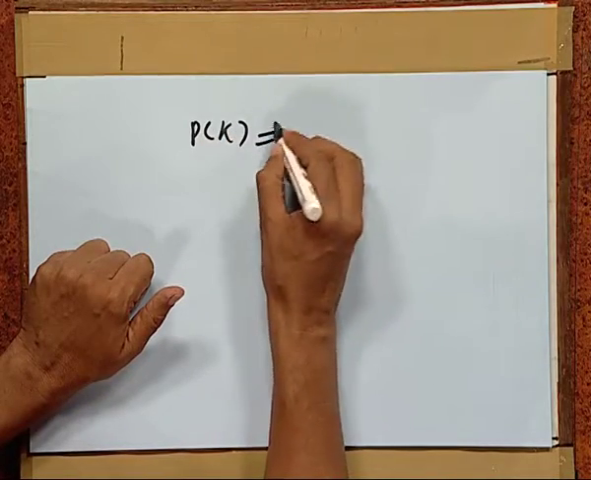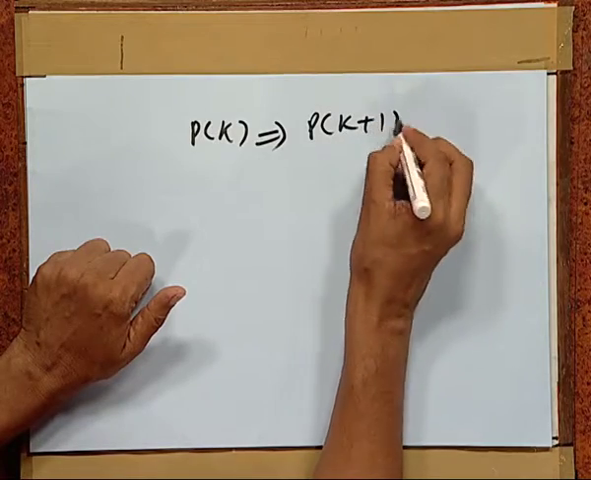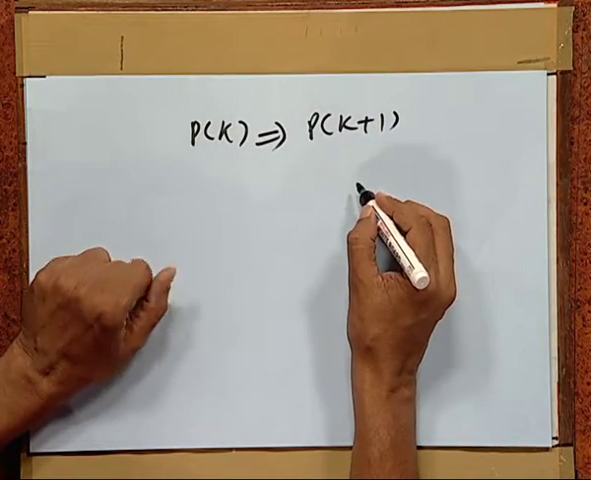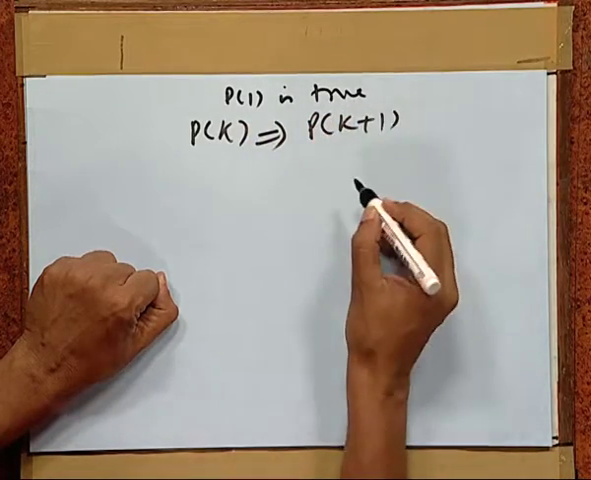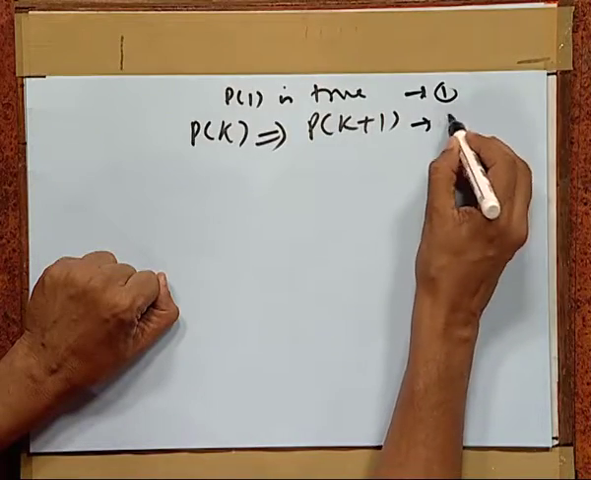Now, how these two steps guarantee the result for all natural numbers, that is interesting to see. In fact, when we say P(k) implies P(k plus 1), this k was not fixed, this k was arbitrary. Also, we have already shown P1 is true. Now, the first step and second step are apparently infinite steps. How?